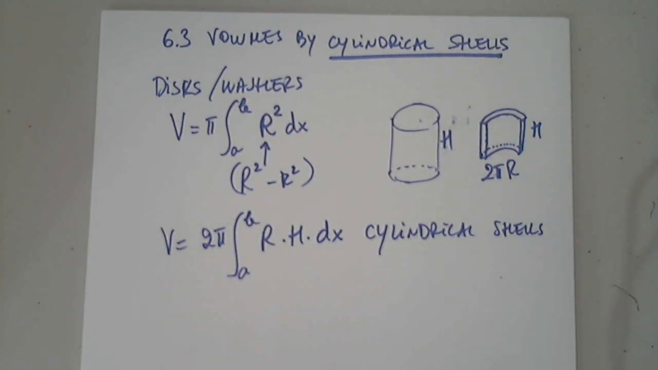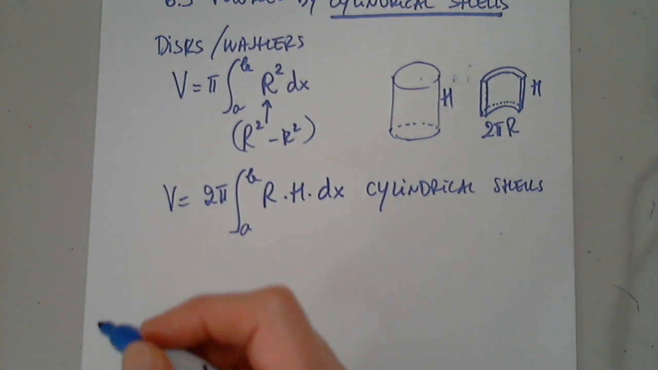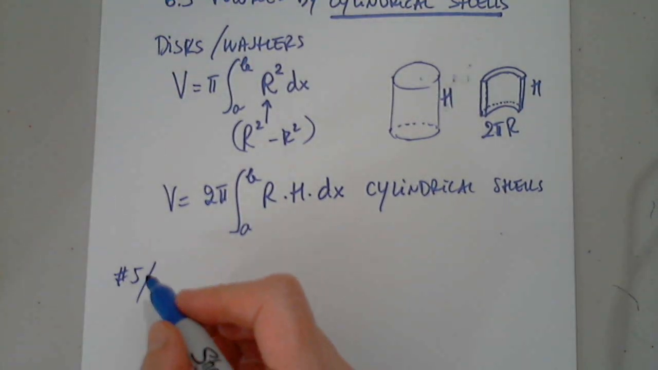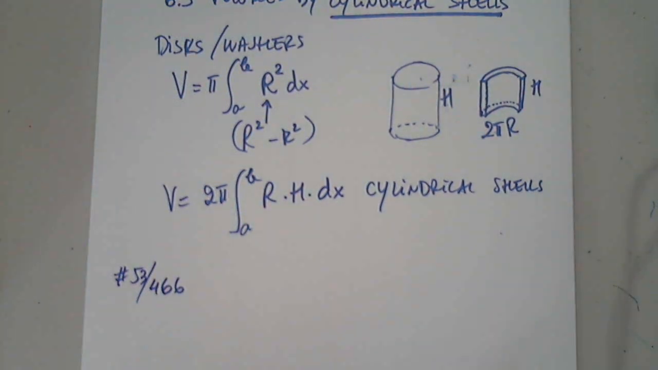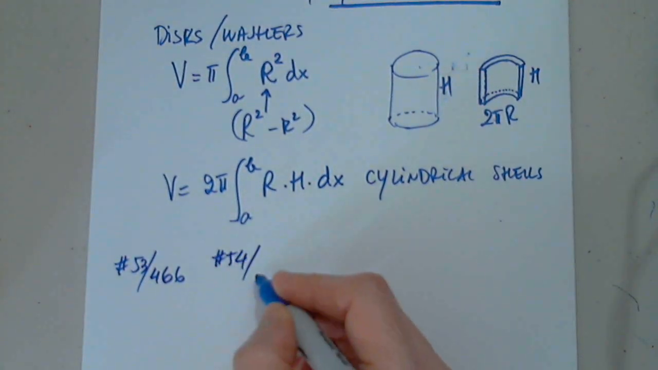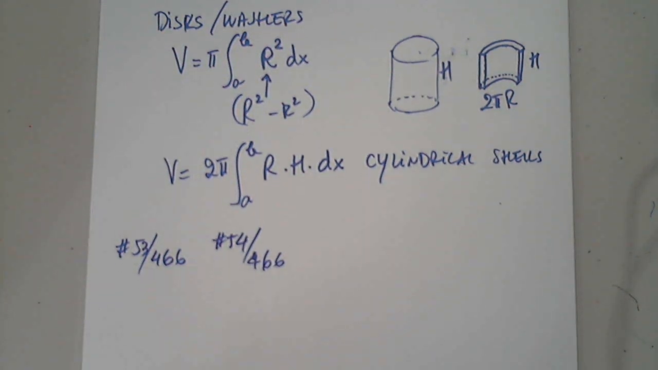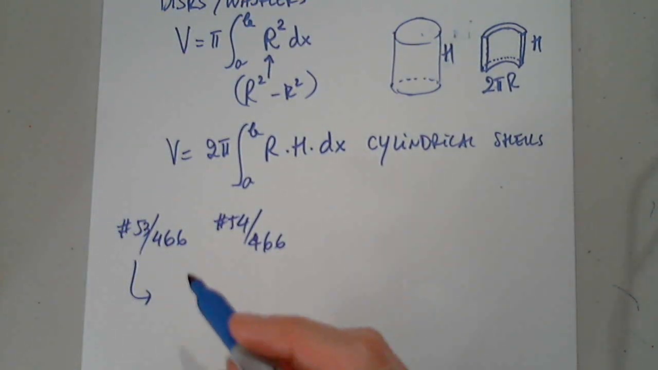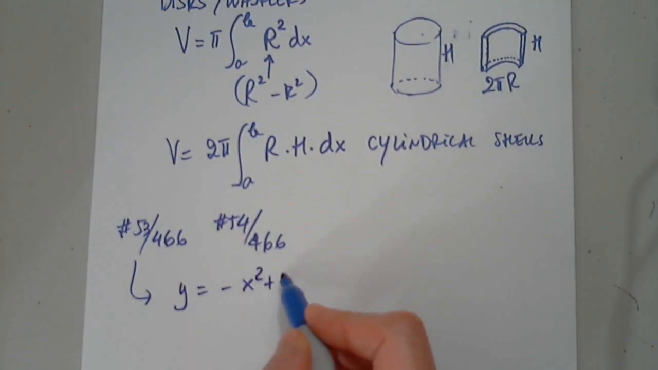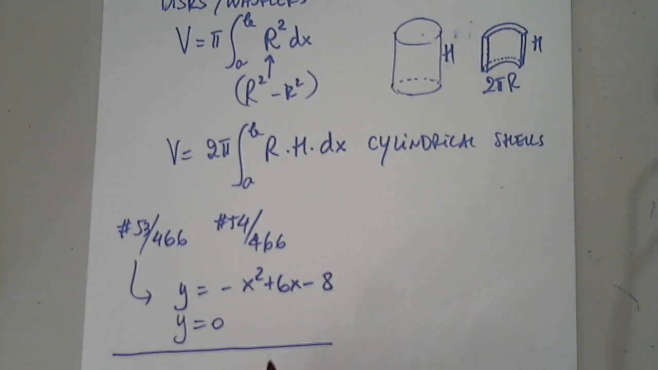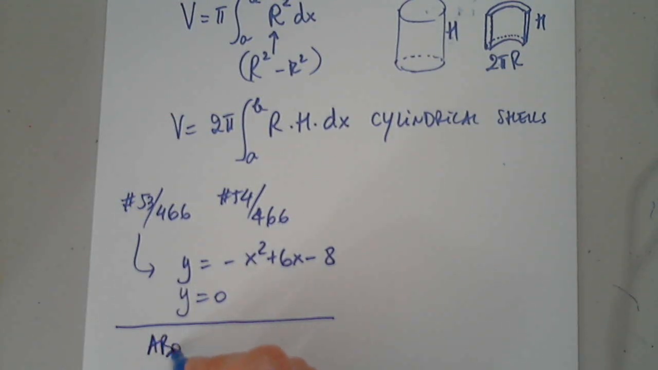And I would like to start with 53 on page, I think page for 53 is 466, yes. And then we're going to look at 54 as well on 466, and then we'll choose other examples. Okay, for 53 first. We are given y equals negative x squared plus 6x minus 8. We are given y equals 0. And they're telling us to rotate about the y-axis.